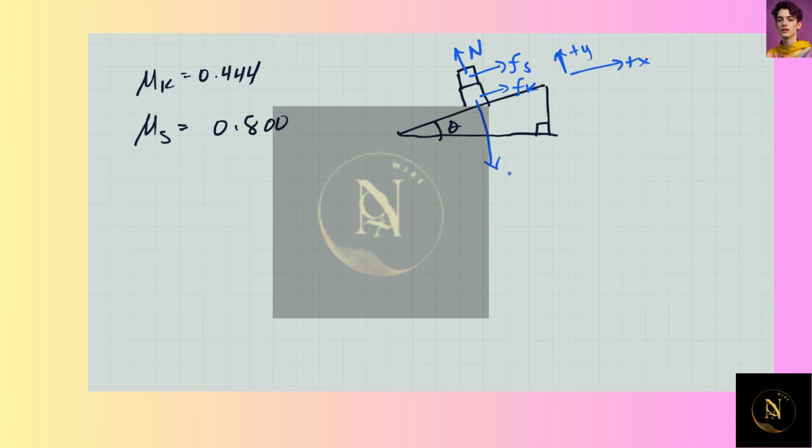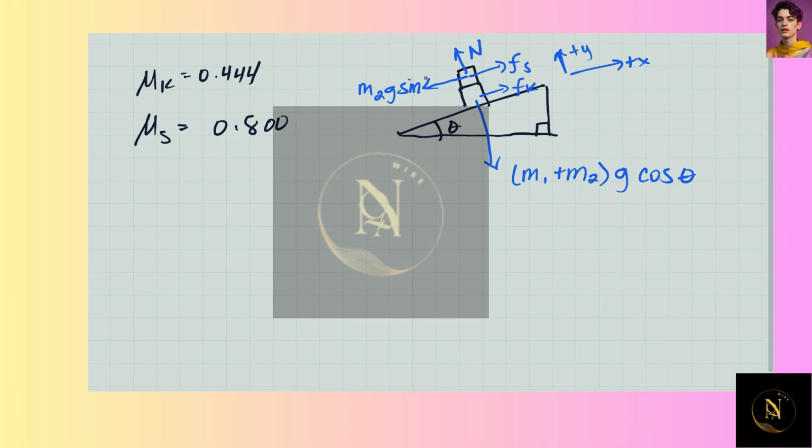And then dealing with the weights, let's call positive y, positive x. You're going to have a weight that pulls down at m1 plus m2 g, and then by geometry cosine of theta. This is m2g sine of theta, and this is m1g sine of theta.